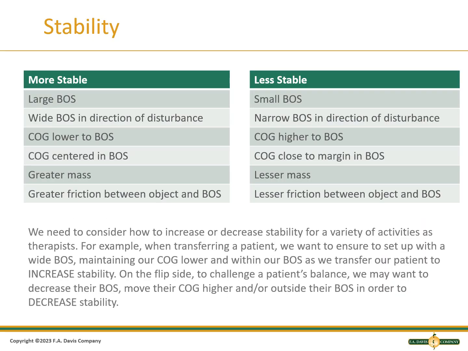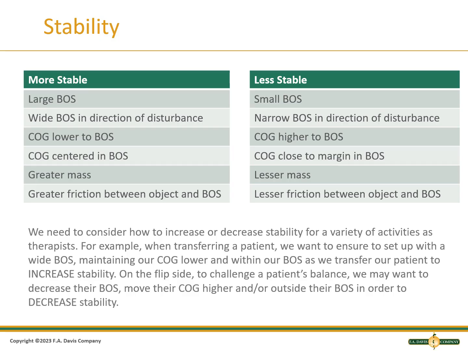The degree of stability of an object is determined by interaction between the base of support, the center of gravity, the mass of the object, and the forces applied on the body. We can increase stability by increasing the base of support, lowering the center of gravity, moving the center of gravity closer to the center of the base of support, increasing the mass of the object, and increasing the friction between the object and its base of support. We need this information when we need to increase functional independence by improving patient stability to complete activities.